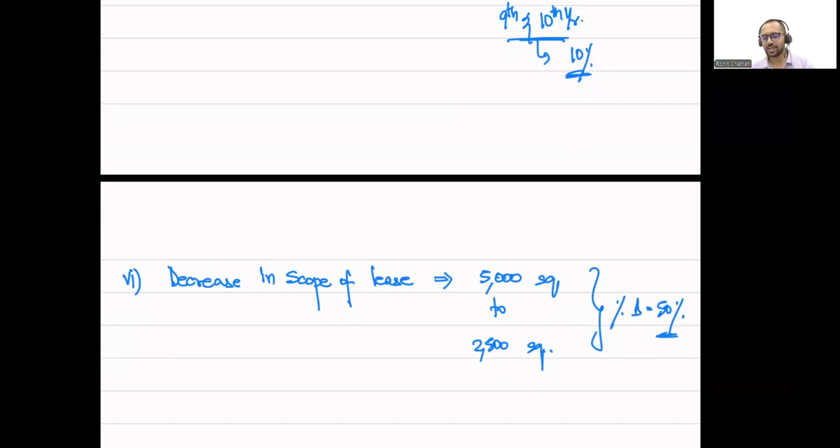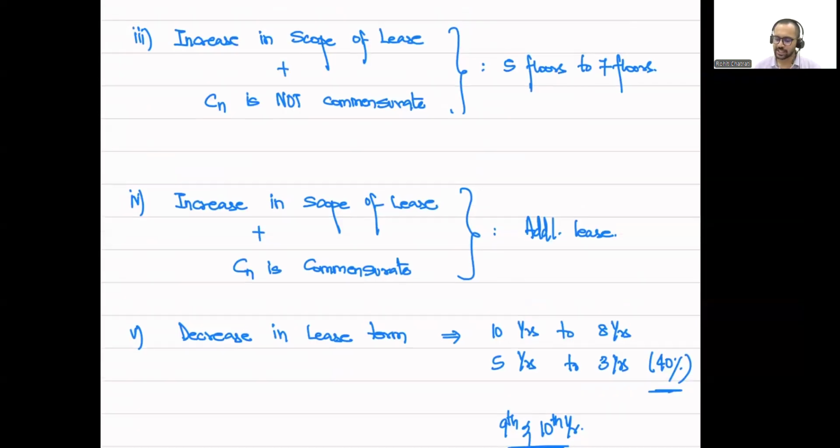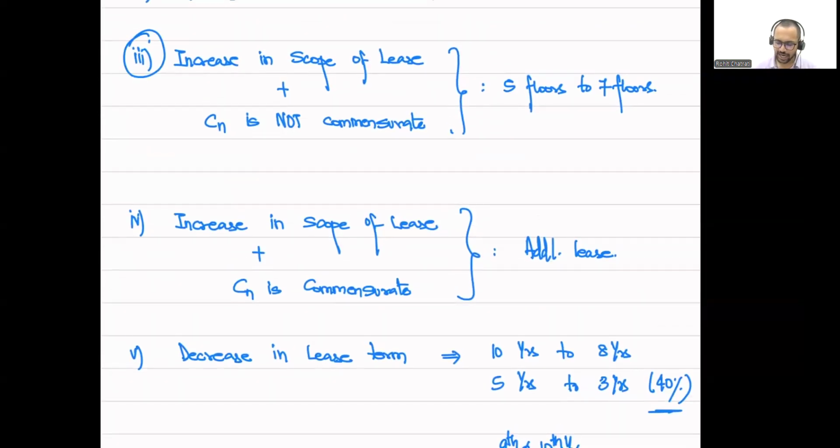There is one illustration in the institute material where we are going to combine an increase in scope of lease and a decrease in term. We are going to combine part 3 and part 5: an increase in the scope of lease where the consideration is not commensurate, combined with a decrease in lease term. We're going to see how the accounting is done when two things are happening in parallel.